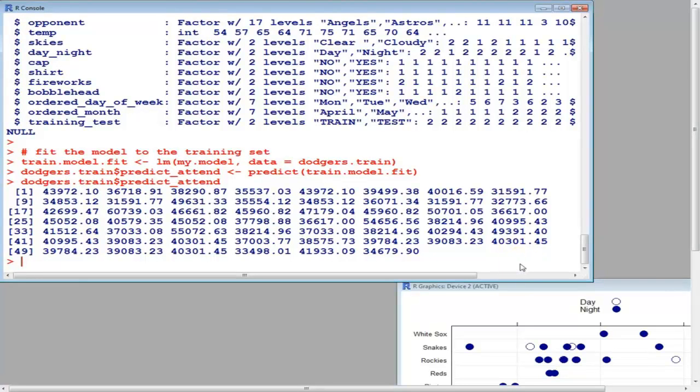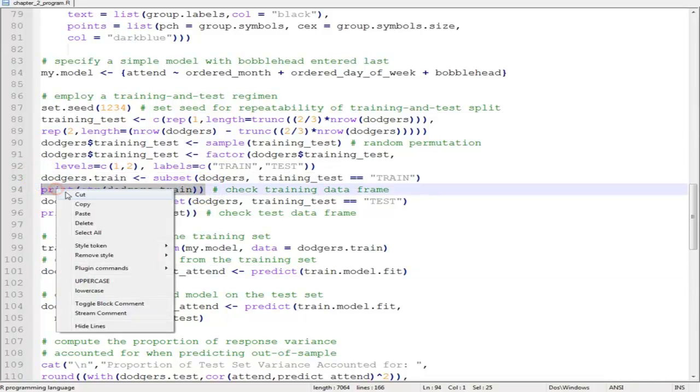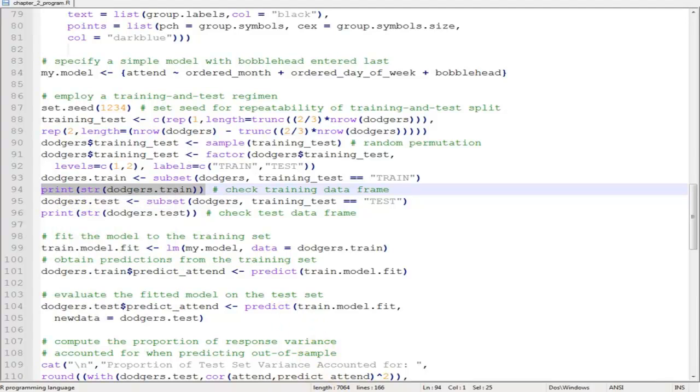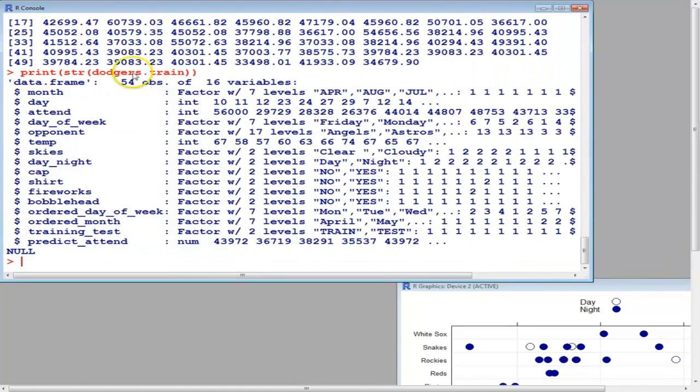Let's try, what was that called again? Dodgers, where was that? Train. That was here, right? Yeah, let's try doing this first of all. Okay, what does this give me? It's going to be the structure of my training set, right? How many elements are there? 54, right?